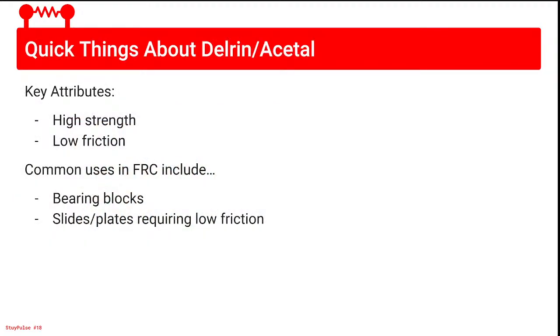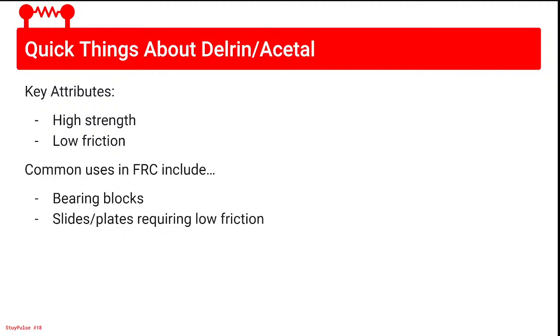Now, quick thing about Delrin and acetal. They're the same thing. They're different names for the same material. Delrin is sometimes a manufacturing company name, but it's the same thing, really. The key attributes of this material are that it's really high in strength and low friction. Common uses for Delrin are in bearing blocks and plates, side plates, stuff like that which requires low friction.